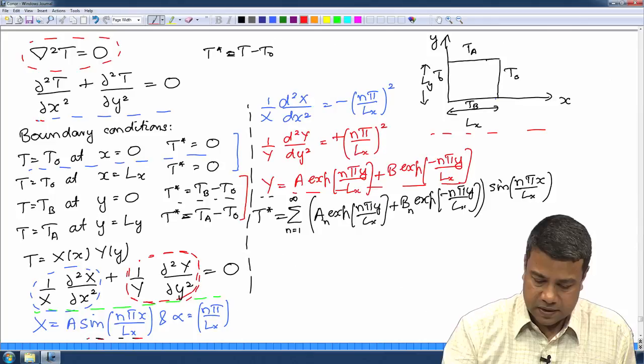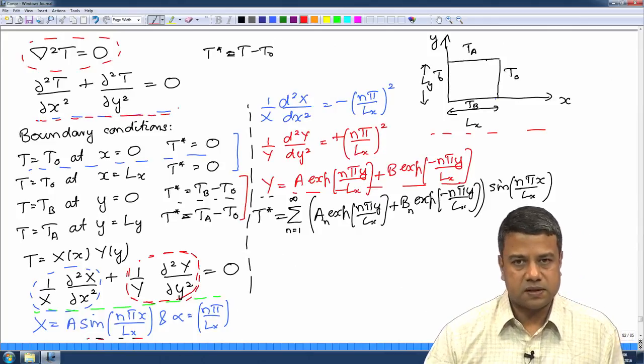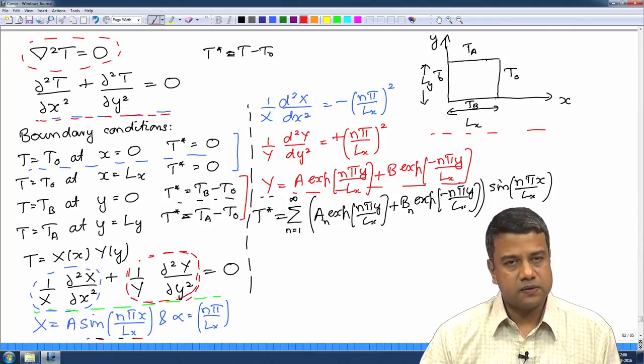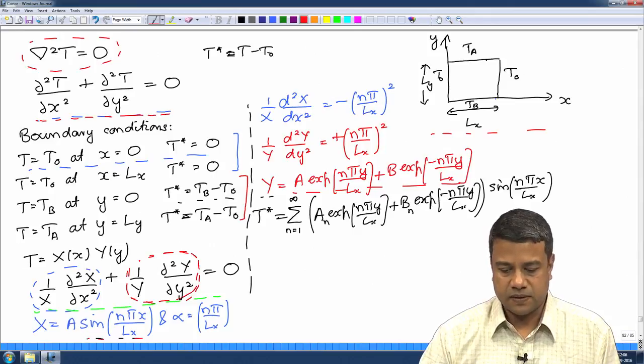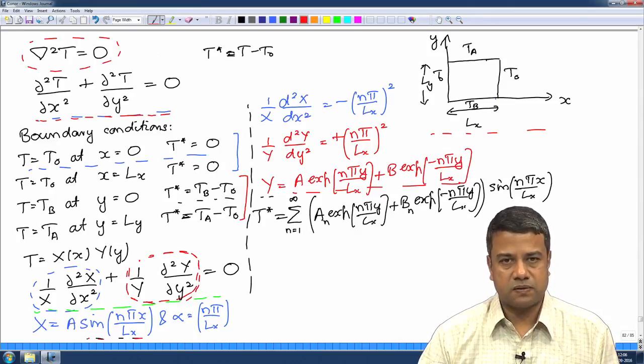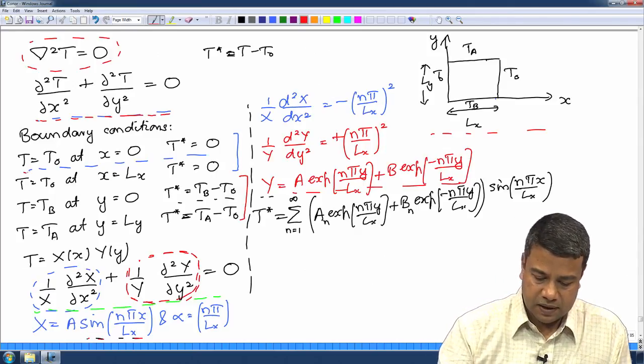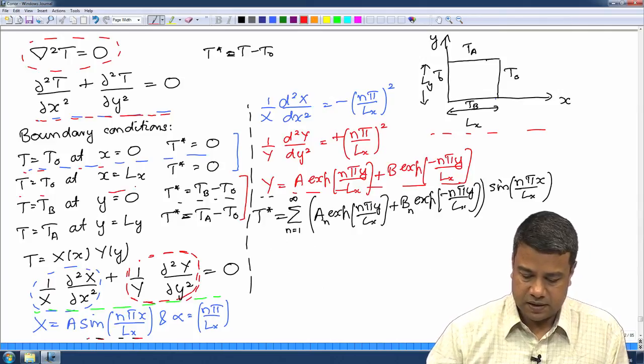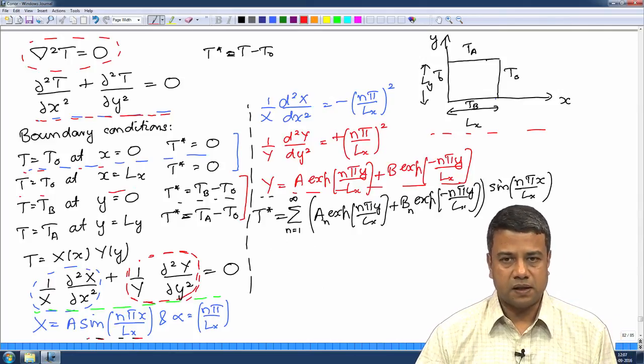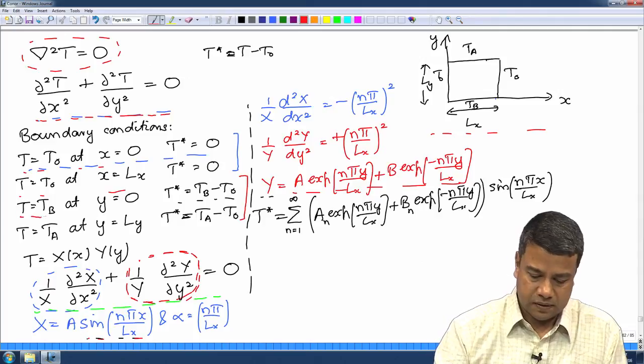The conservation equation in a Cartesian coordinate system, in 2 dimensions, is d squared T by dx squared plus d squared T by dy squared equal to 0. That is the conservation equation, with boundary conditions: T is equal to T0 at the left and the right sides, T is Tb at the bottom, and T is Ta on top.